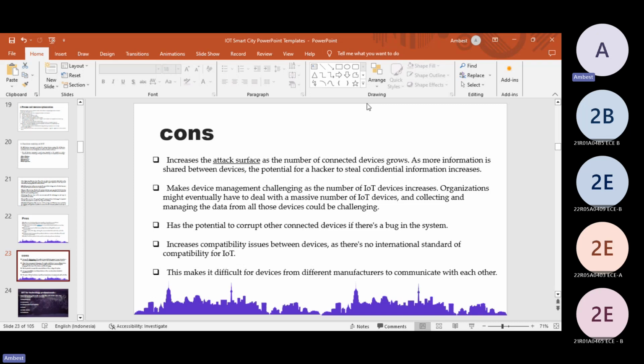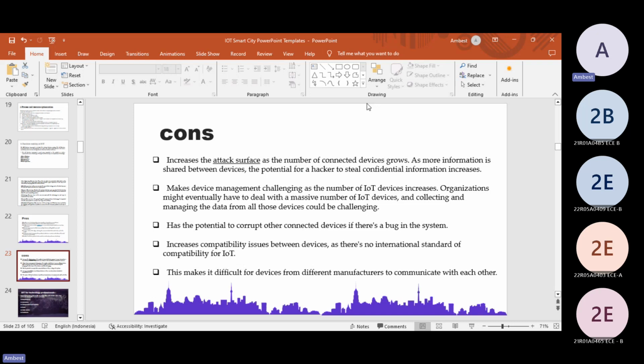Okay, coming to the cons. By connecting a major number of devices, multiple devices, to the one network, there is a huge chance of hacking, or what we simply call attacking. The second thing is that it's quite challenging to manage and collect the data from all the devices. The third thing is that it doesn't have a high potential to get rid of a bug very easily. The fourth thing is the compatibility between devices. There is no international standard for the capability of an IoT.